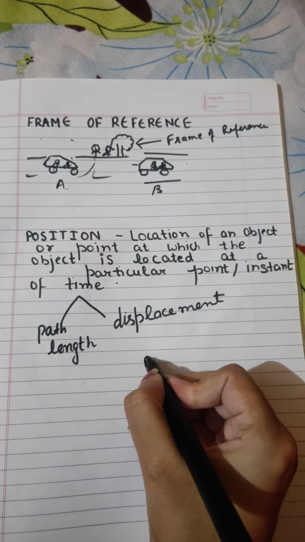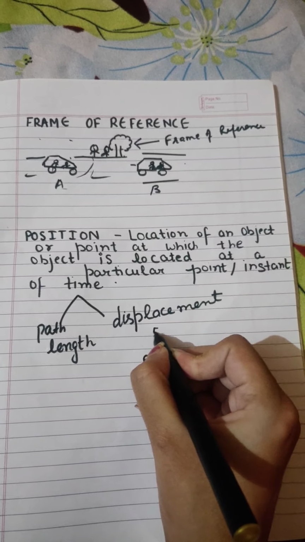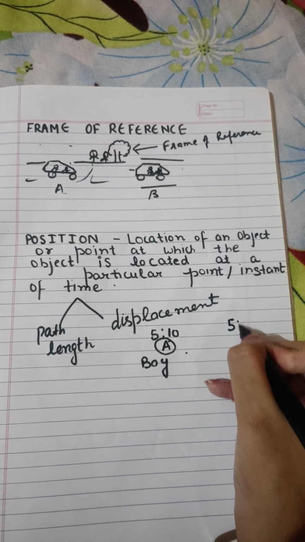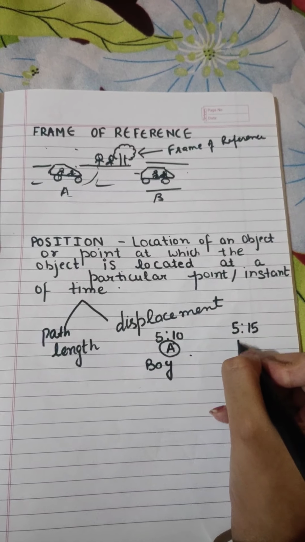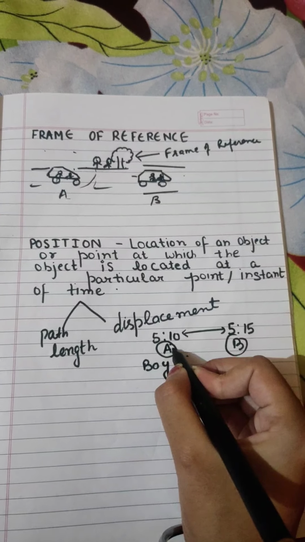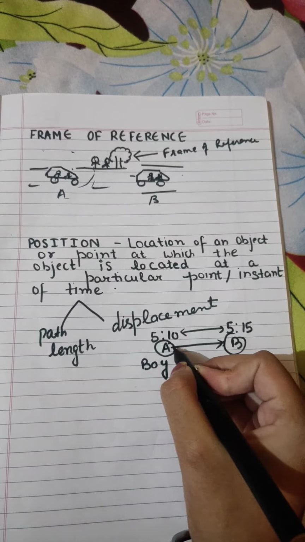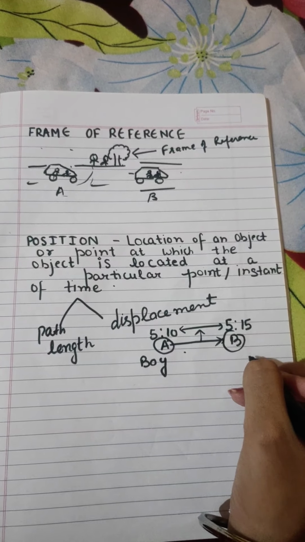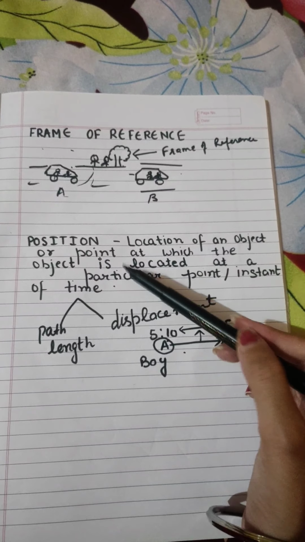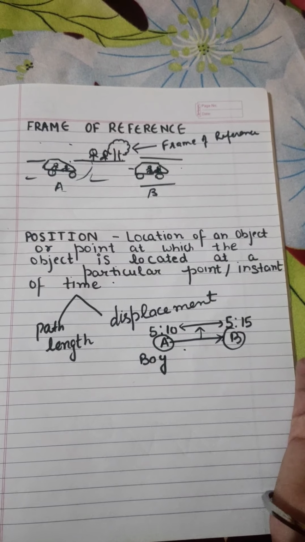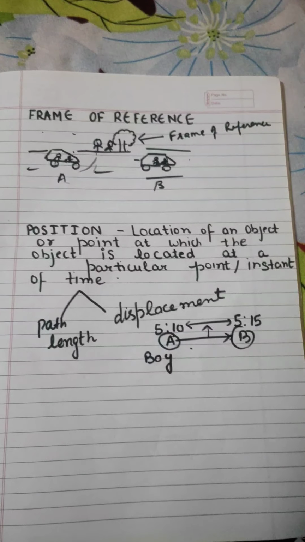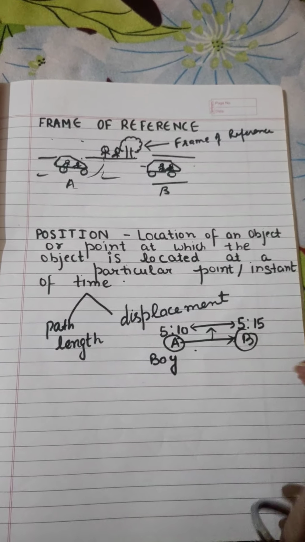If I've got a boy right here who was, let me say, at 5:10 at position A, but when it became 5:15 he changed his position and moved right here. So he took some time in changing his position, right? That is the reason why we describe this time constraint in describing position as well, because whenever you are going to change your position or make some movement, you will definitely take some time.